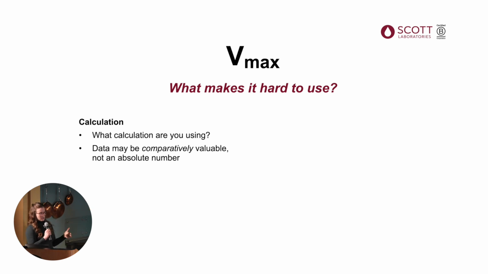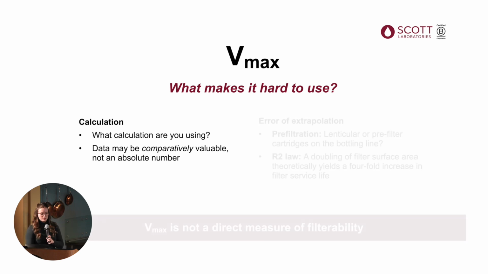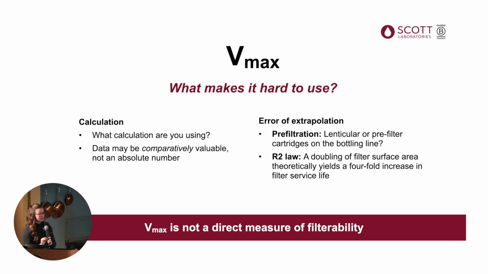But it doesn't necessarily take into account the exponential relationship between increasing filter surface area and improved filter surface life. So for example, you double the filter surface area, you actually increase by fourfold the filter surface life. So that being said, Vmax is not a direct measure of filterability. I hope I've convinced you of that.